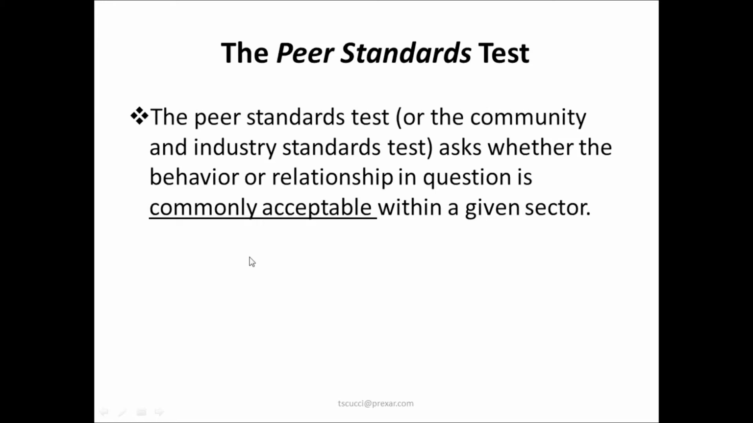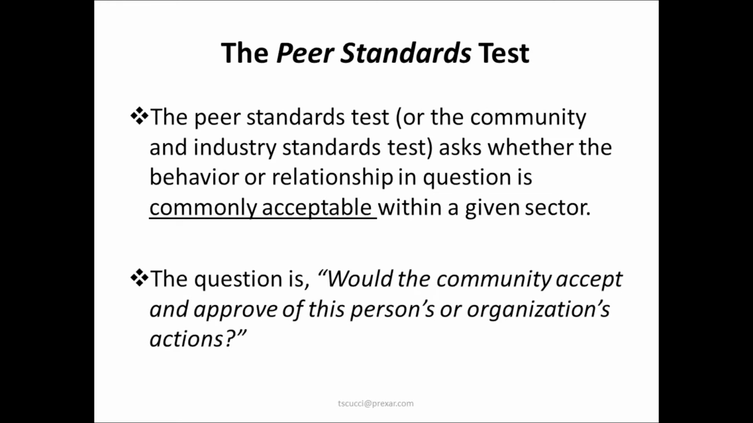The peer standards test asks the question, would this behavior or relationship in question be commonly acceptable within a given sector? So would the community accept and approve of this person or organization's behavior? It's simply saying, would the people in this community, knowing about this, be okay with it or not? So you're looking to your peers in that sense. So that's the peer standards test.